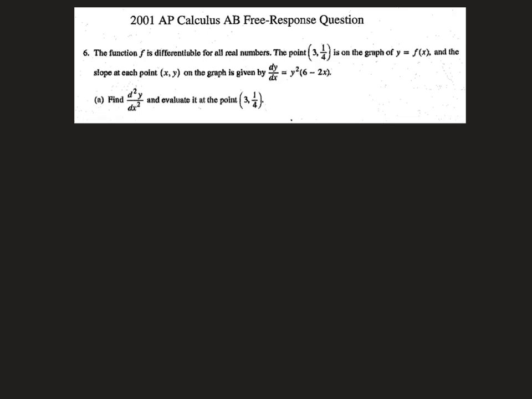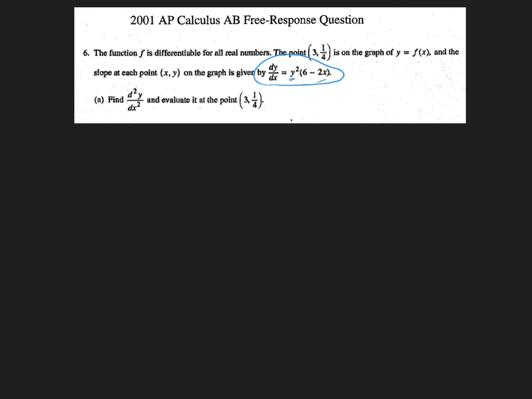Okay, so in this problem, we're asked to find the second derivative of a function, and we're given the first derivative right here. So obviously the second derivative is the derivative of the first. This is still an implicit differentiation problem though, because there's y's and x's mixed in.